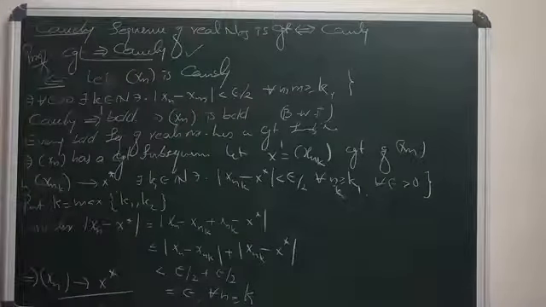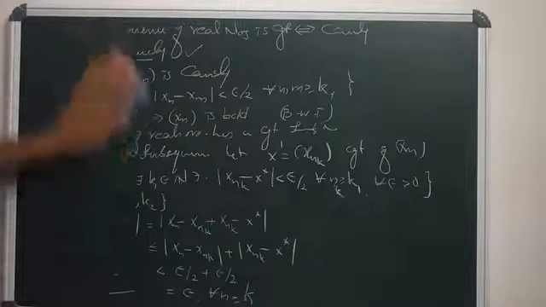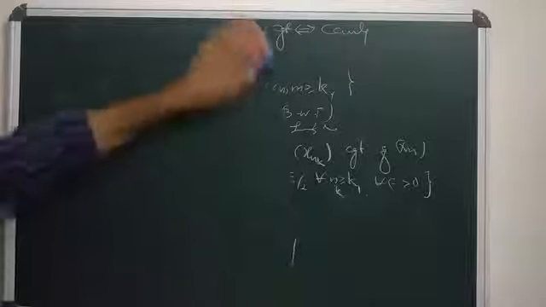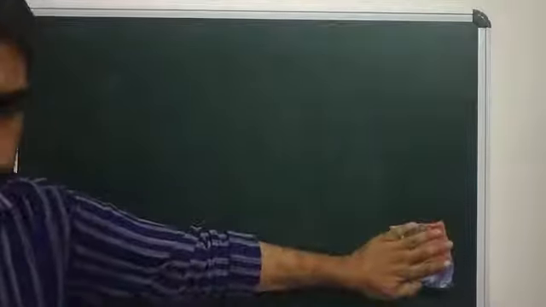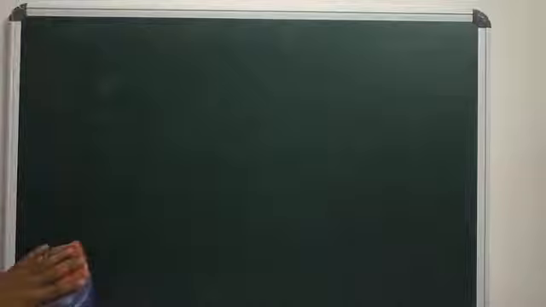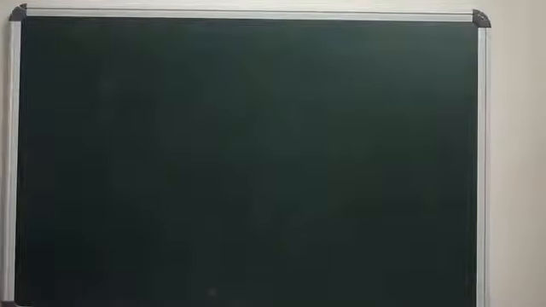Why? Because of this one: every convergent sequence of real numbers is Cauchy. Combining these two results is known as Cauchy's convergence criterion: a sequence of real numbers is convergent if and only if it is Cauchy. So these are the properties of a Cauchy sequence. Every Cauchy sequence of real numbers is bounded, but a bounded sequence of real numbers need not be Cauchy.